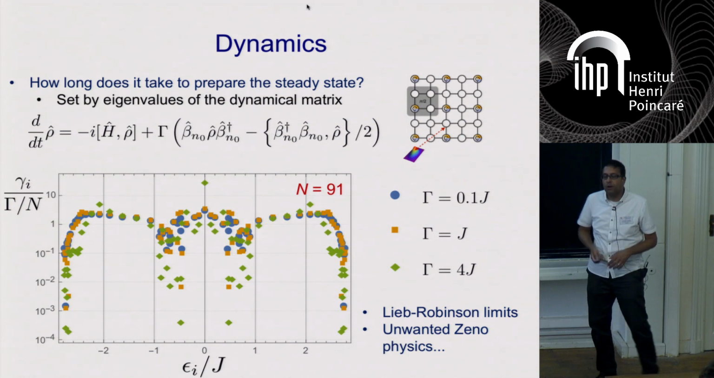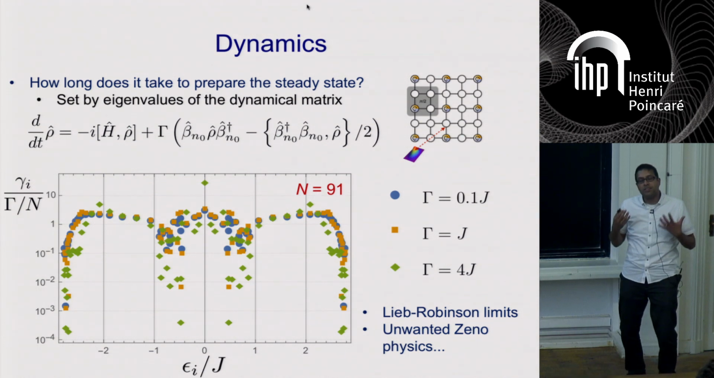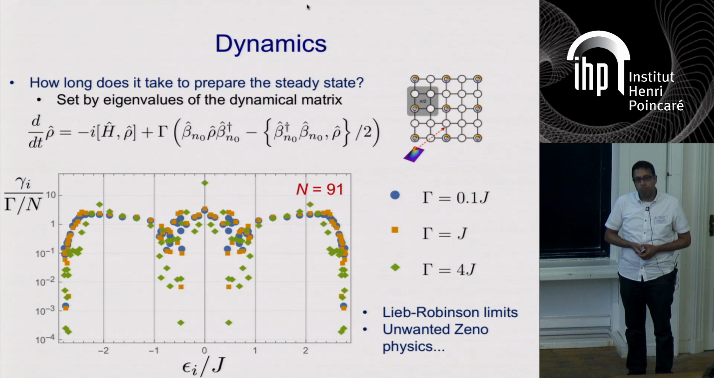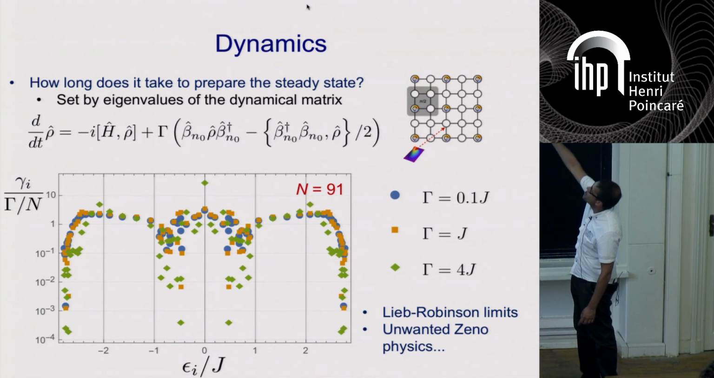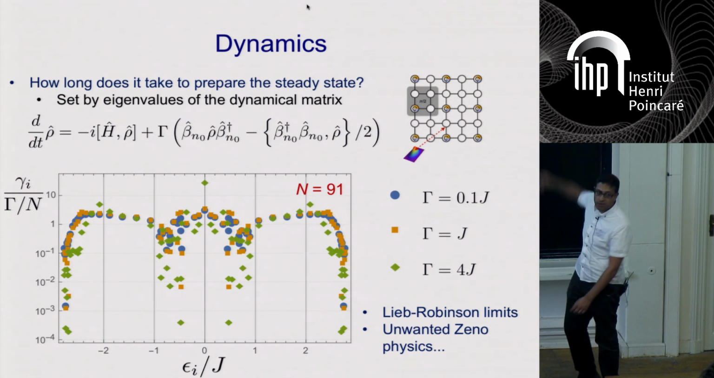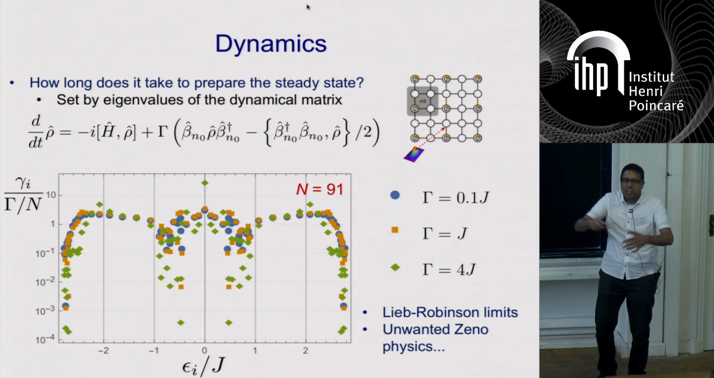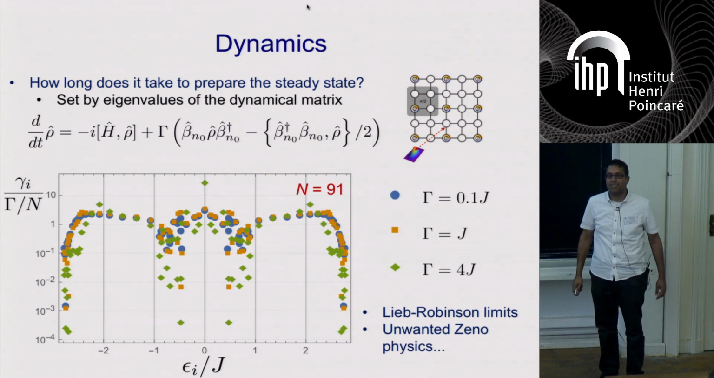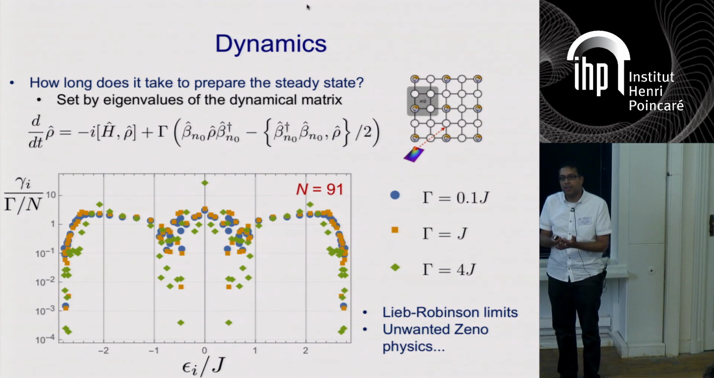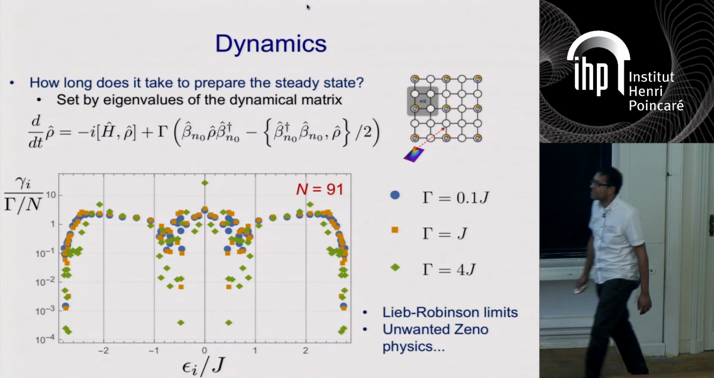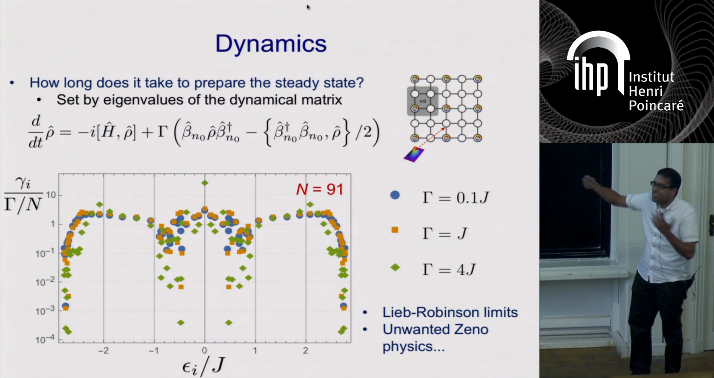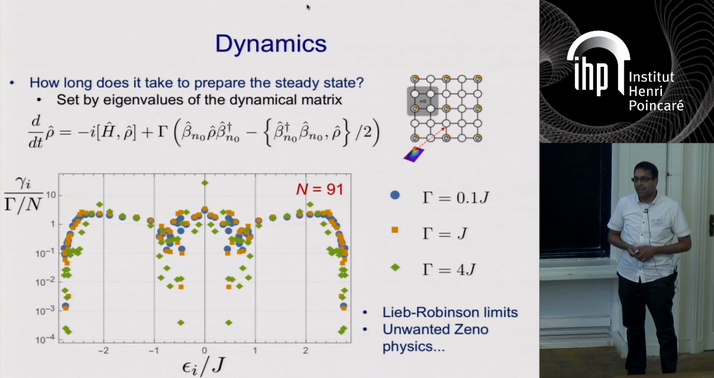The other thing you have to worry about is, if you're not careful, Zeno physics can also be your enemy here. What does that mean? Well, on some level, this engineered reservoir is measuring that one site. It's injecting photons, but it's also probing that site. If that coupling is too strong, the photons will never be able to leave that site, and that'll make it even harder for them to propagate and for you to reach your steady state. So yes, it takes a long time to reach the steady state. That time scale will scale with the number of sites in your lattice.